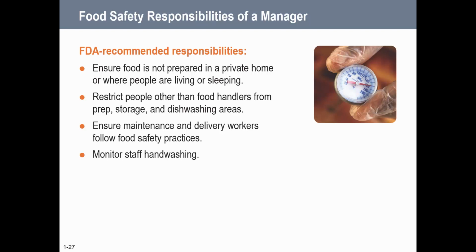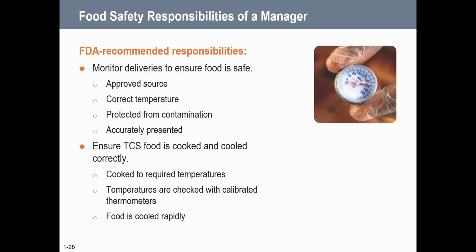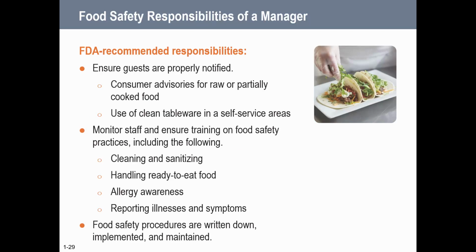Ensure outside people, so maintenance and delivery workers who are coming into your kitchen, follow food safety practices. Monitor your staff hand washing. Make sure deliveries come from an approved source, that your fish is being delivered at the correct temperature and it's presented accurately and doesn't look like it was contaminated. Ensure that your TCS foods are cooked and cooled correctly. So things are cooked to the correct temperature, thermometer's been calibrated. Cooling of food is really important, especially large batches of food, making sure it cools fast enough. So all of these you'll see a little bit more about.